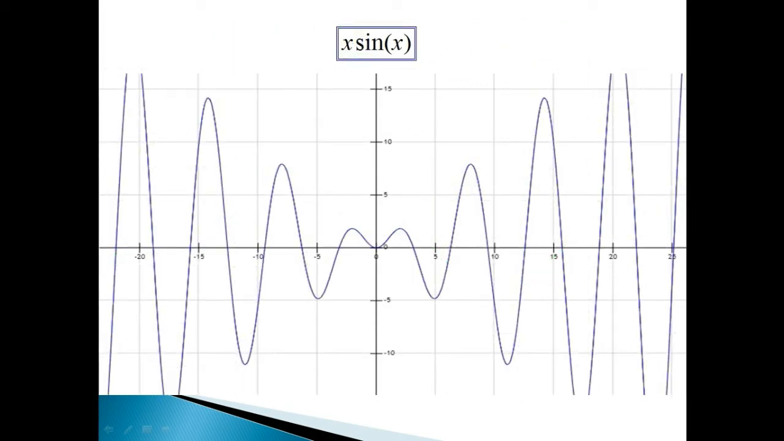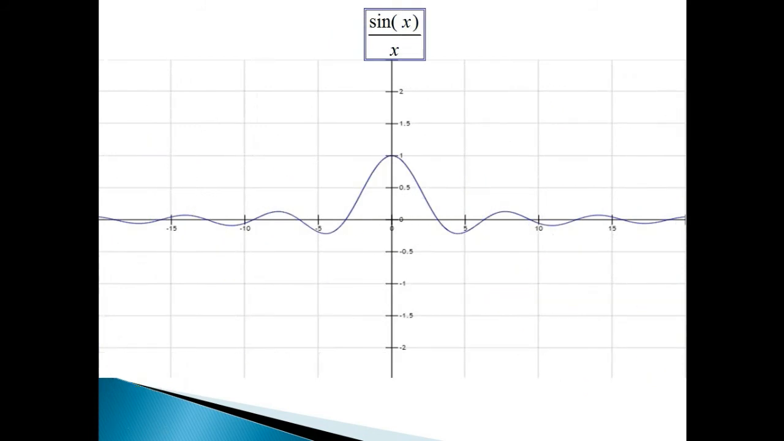X sin x. It is a function which possesses properties of both functions x and sin x. Like function x, it also increases in going away from origin, and like sin x, it has oscillatory nature as well. Finally, it is an even function as x and sin x are both odd functions, and their product result in an even function. Sin x over x. Here x dominates over sin x for larger values, and oscillatory nature reduces in going away from origin.